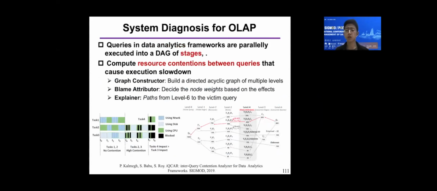Queries in analytic workloads are executed in parallel, which can be modeled as a DAG of stages. The goal is to compute the resource contention between the queries and the causes of execution slowdown. In this method, they first build a graph in multiple levels, like a query level, resource level, and server level, and they detect the victim queries and explain the causes of the victim queries by traversing a path in the DAG from some nodes in the lower level to the victim query.